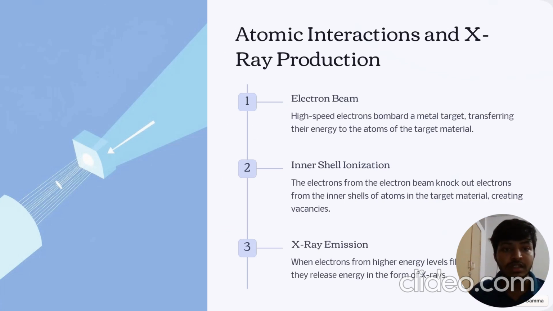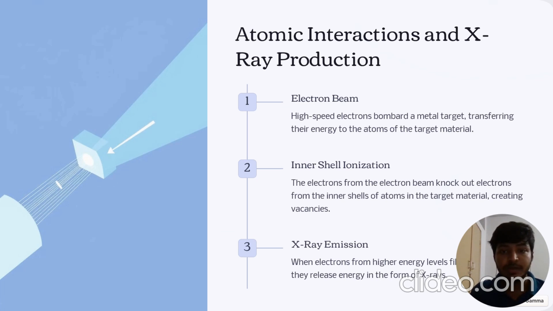So production of X-rays involves a series of atomic interactions initiated by a high-energy electron beam directed at a metal target. When these energetic electrons collide with the atoms of the target material, they impart kinetic energy to the target atoms. This interaction often leads to inner shell ionization.